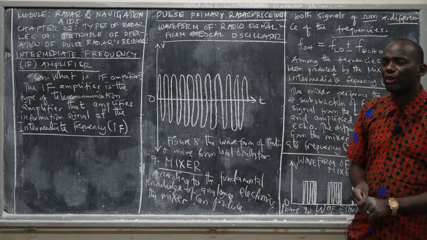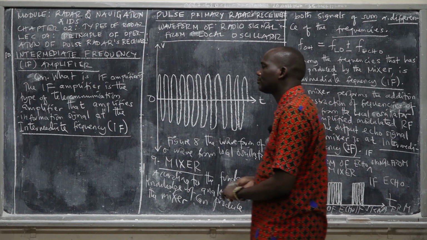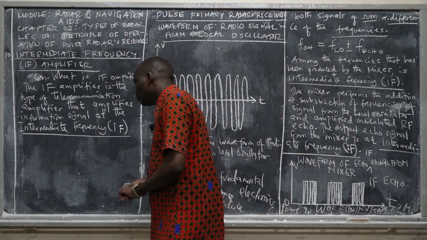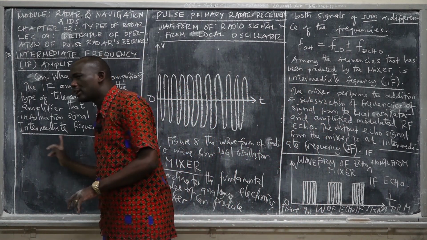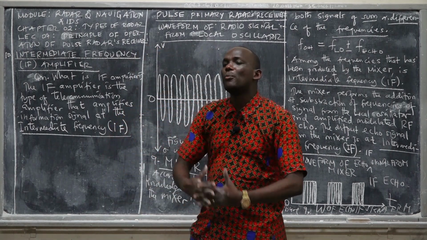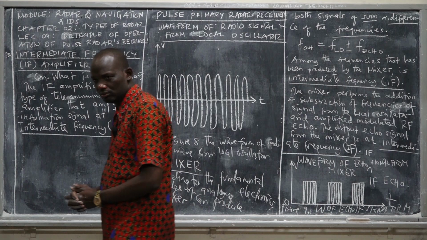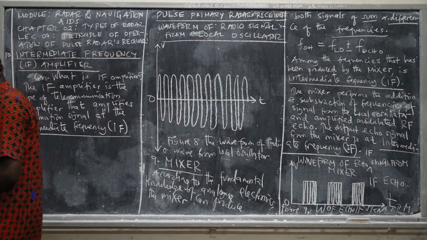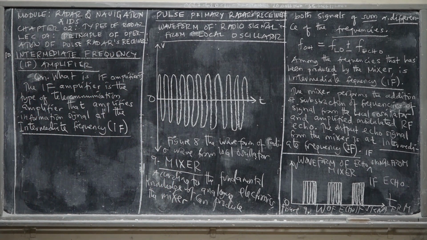Say again, intermediate frequency amplifier. The main function of this amplifier is to be used in a communication system. It's just like the RF amplifier. As the name itself suggests, it's usually used in communication.